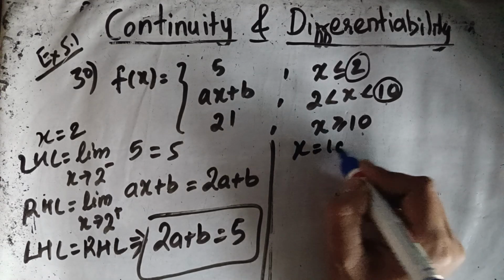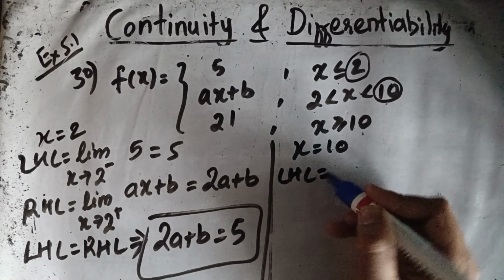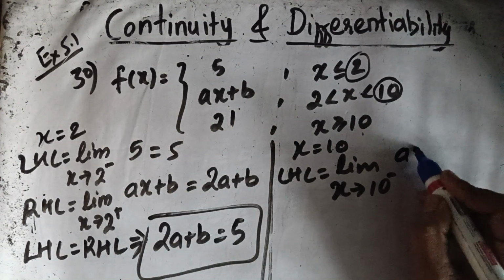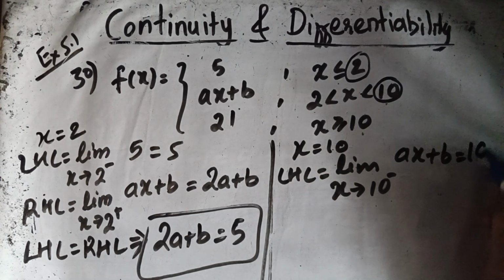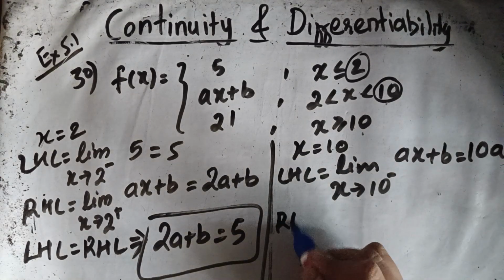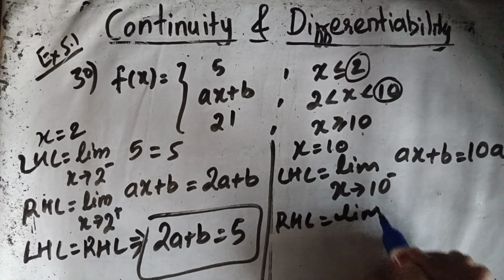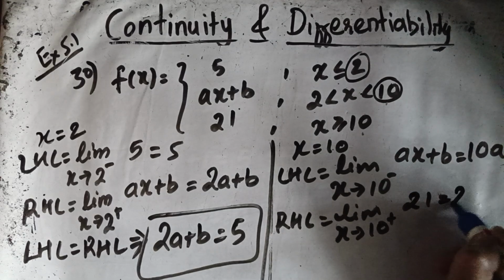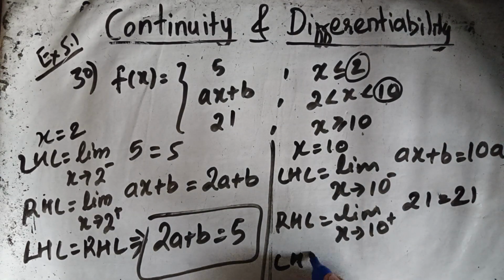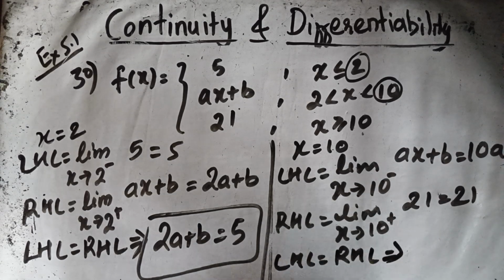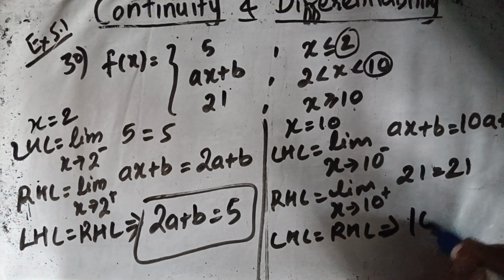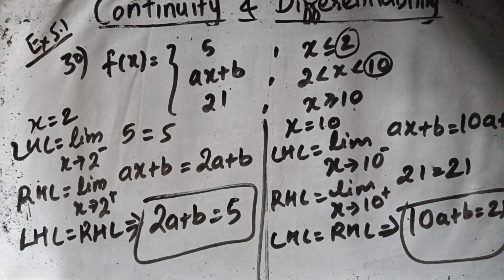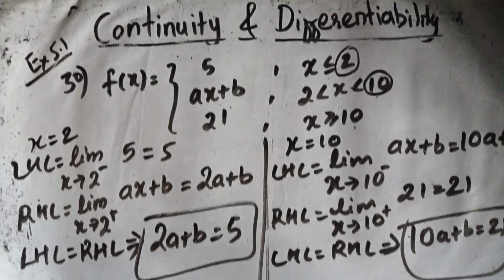Now for x equal to 10, LHL is limit as x tends to 10 minus. So ax plus b, that is 10a plus b. For RHL, limit as x tends to 10 plus, it is 21. So LHL is equal to RHL, as the function is continuous. So 10a plus b is equal to 21. This is second equation. Now we have to solve these equations to get the value of a and b.